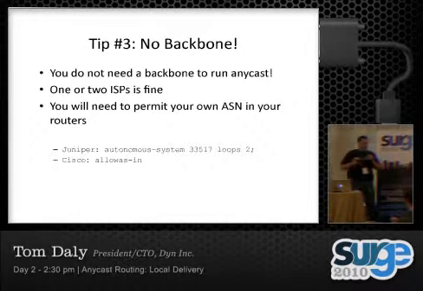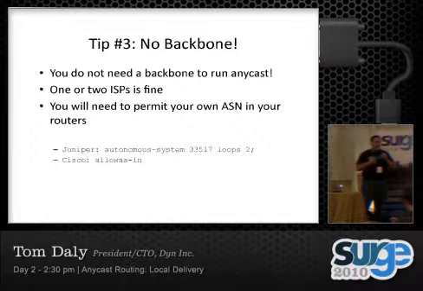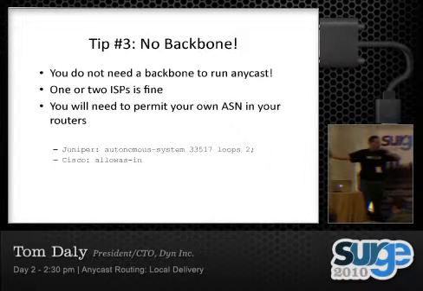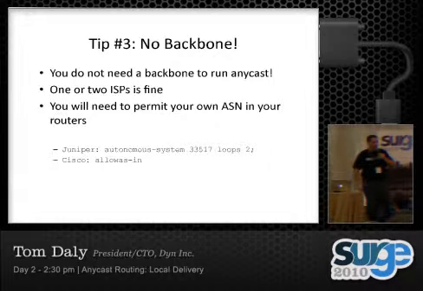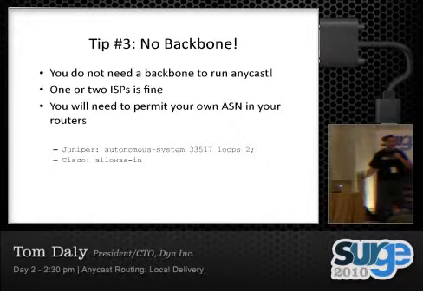Something that you will need to do is allow your own ASN to be heard back into your routers. So normally routers say, if I hear a route from my own ASN, somebody's trying to do something bad here. But think about it, if you have data centers that have no backbone between them sending data to each other on the unicast IP blocks, they're going to come from the same ASN. So you need to allow that route to get back into your router.